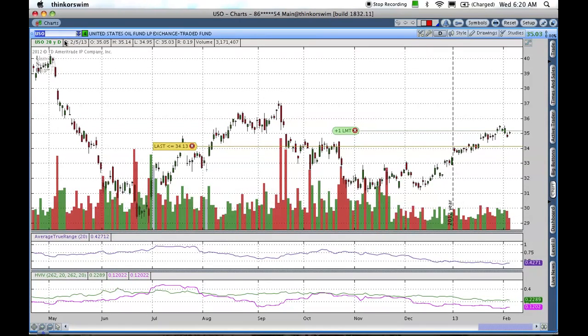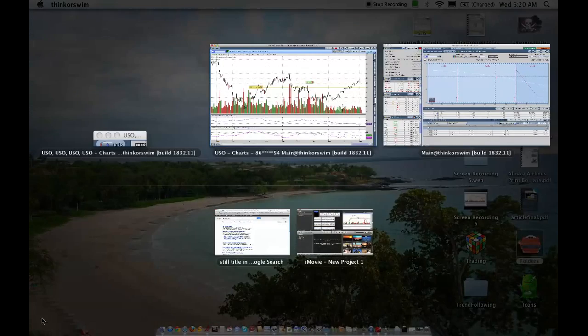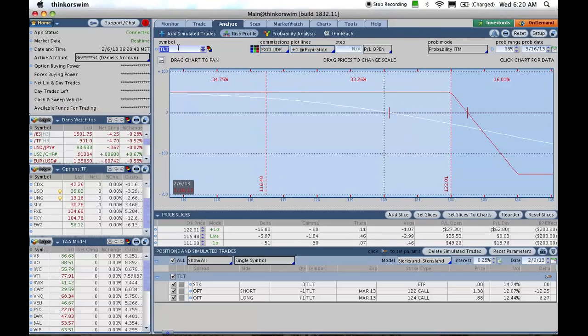Let's look at the USO. USO is oil. Basically, it's an ETF for oil. And our stop level in this case is about 34.13, rather. Sorry, and price here is at 35. So let's hop back over here and look at the USO position that's open.